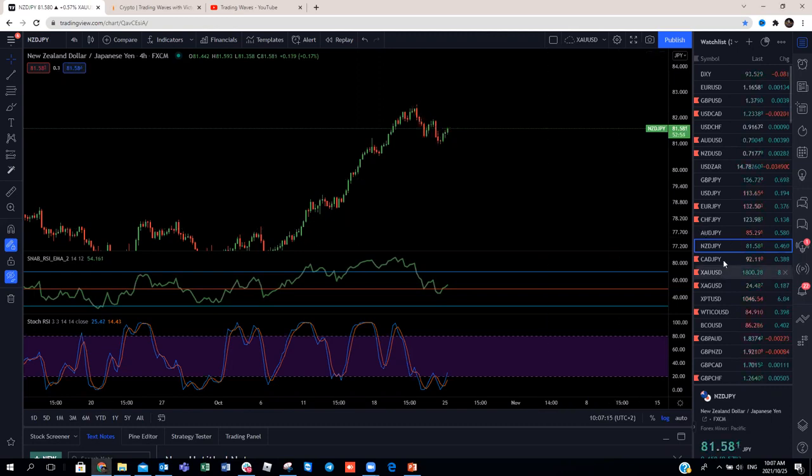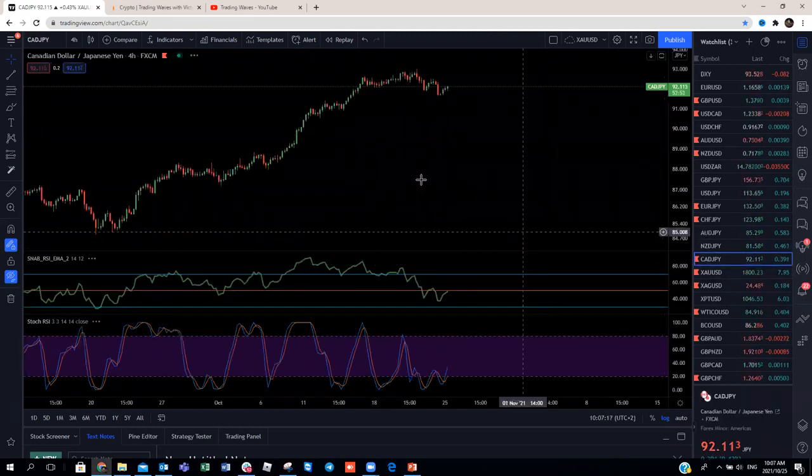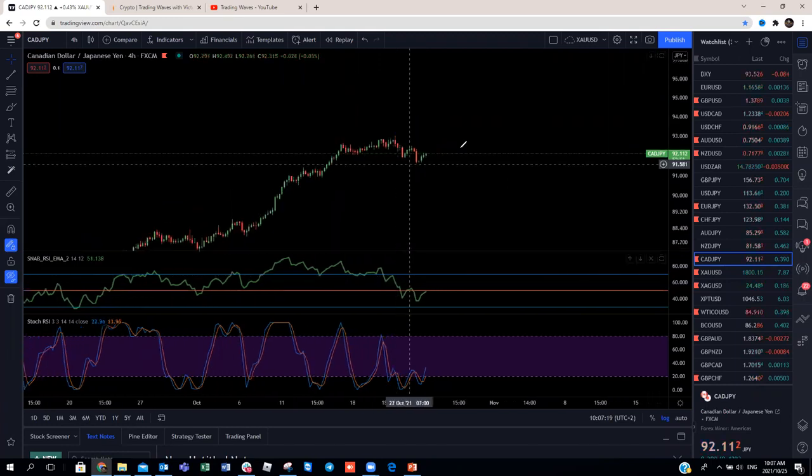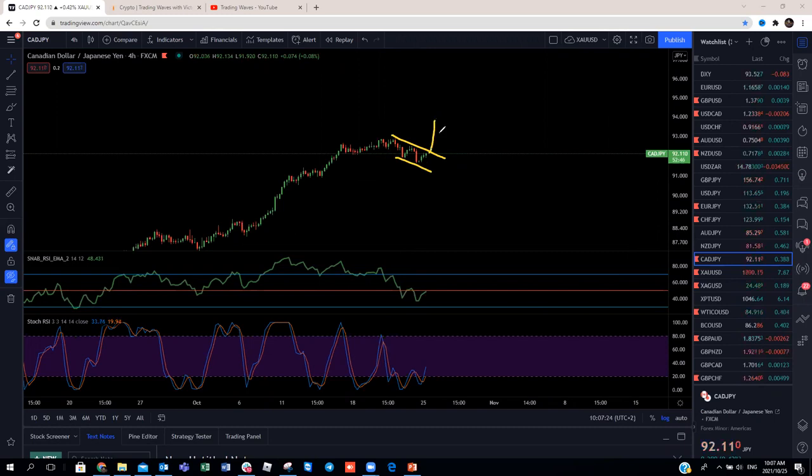And lastly, on the yen pairs, CAD yen, all doing the same thing. We're looking for this to continue to the upside. For our candle above the flag, then we look for this.